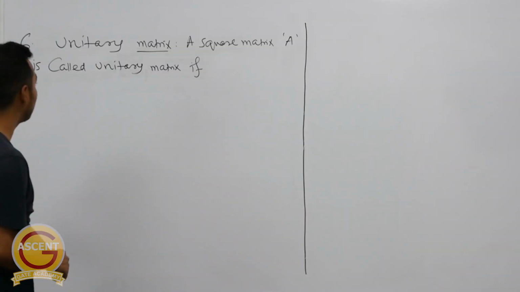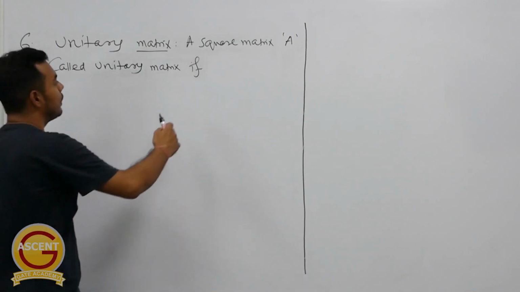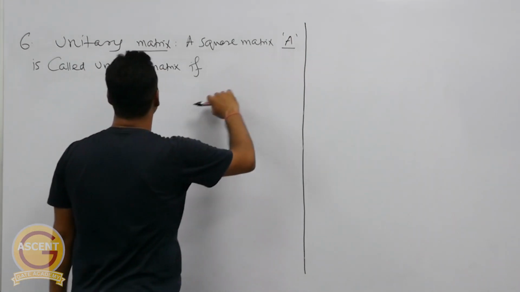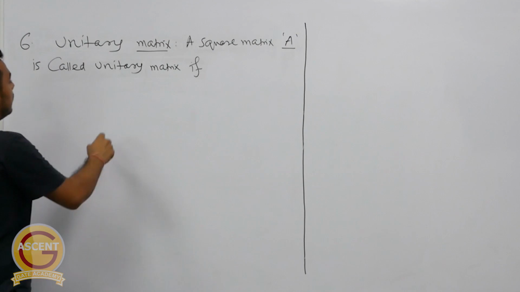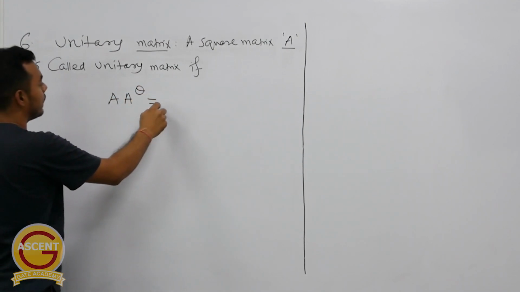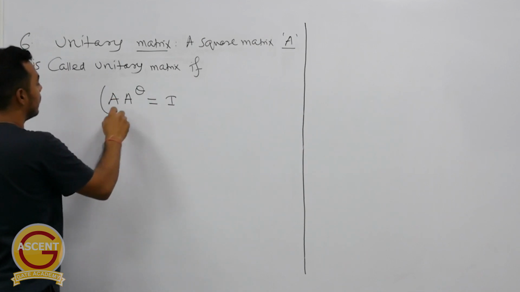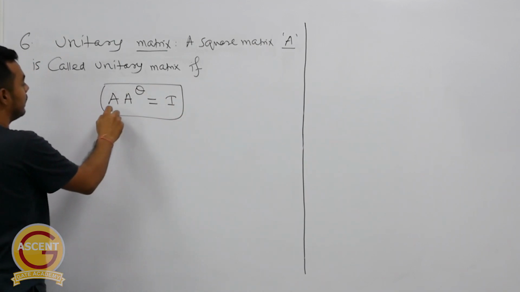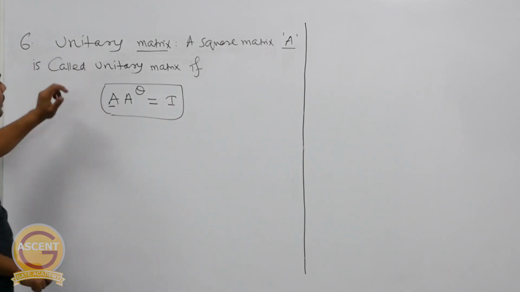Okay, so our next type of matrix is the unitary matrix. The definition of a unitary matrix is: a square matrix A is called a unitary matrix if A into conjugate transpose of A is the identity matrix. If this condition is satisfied, then this matrix A is called a unitary matrix.